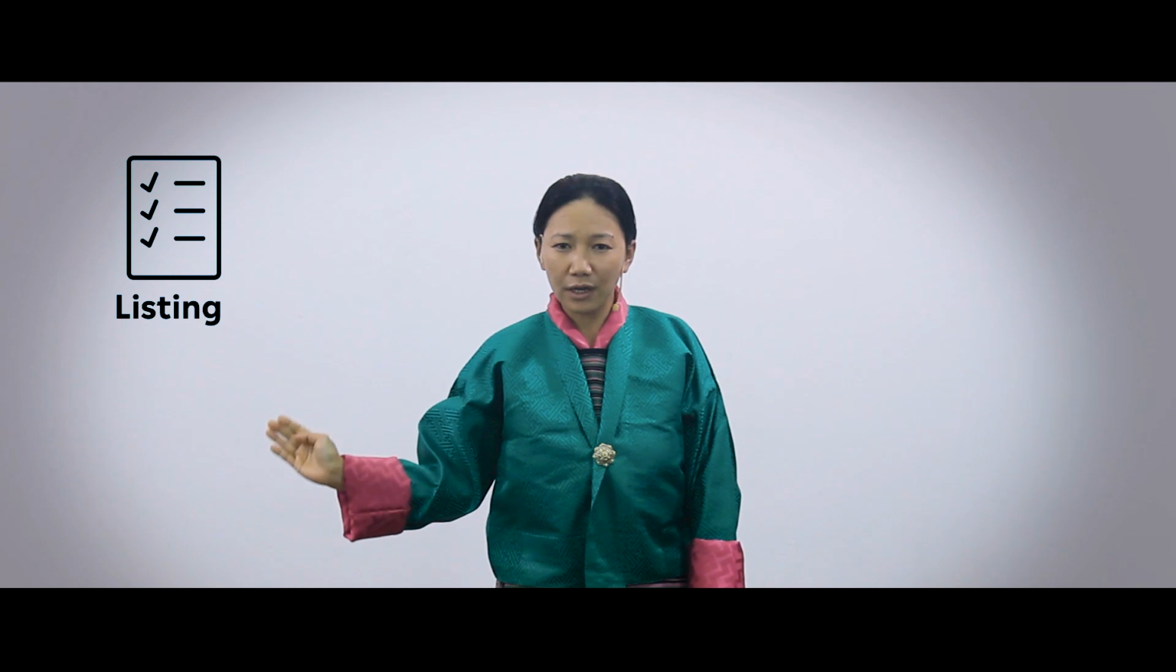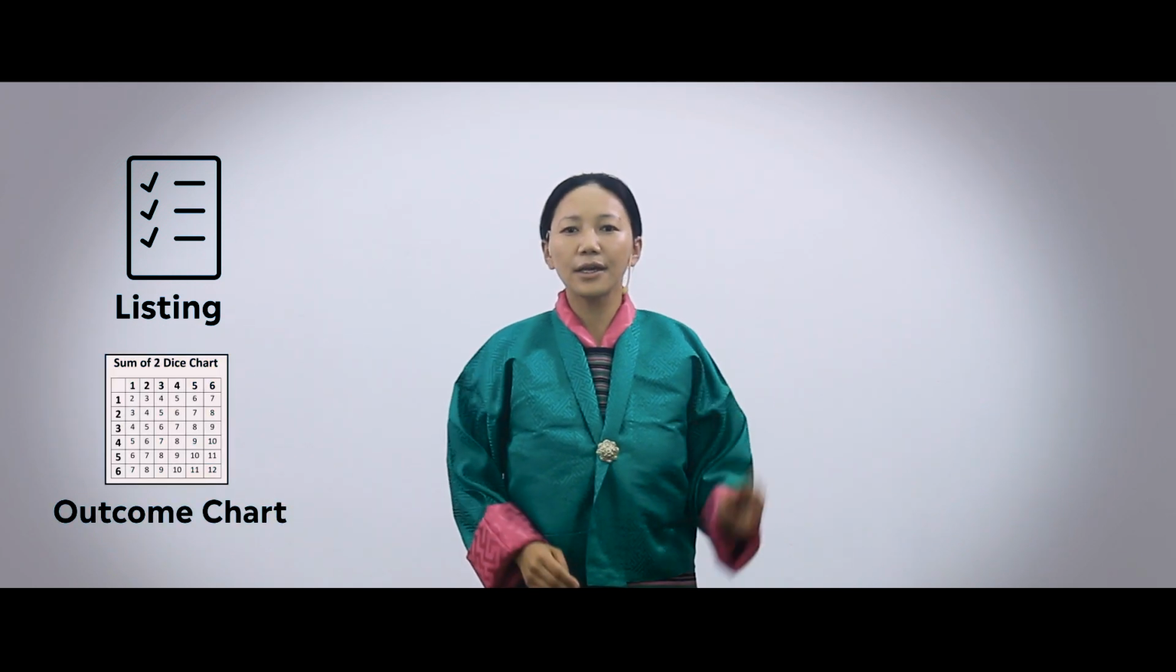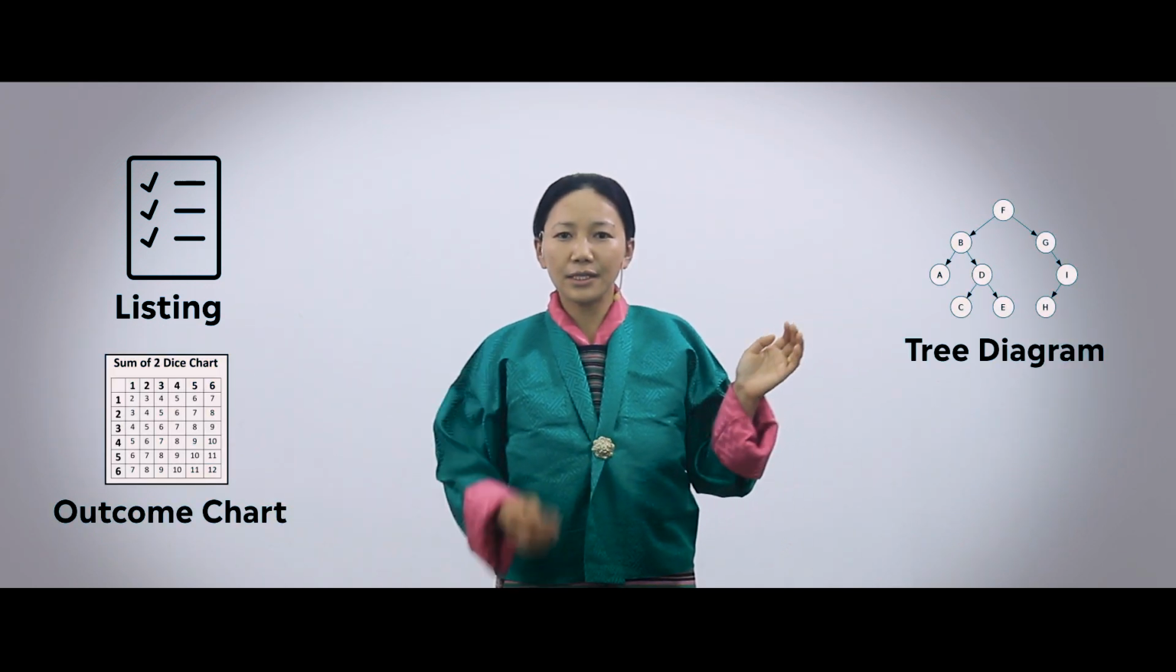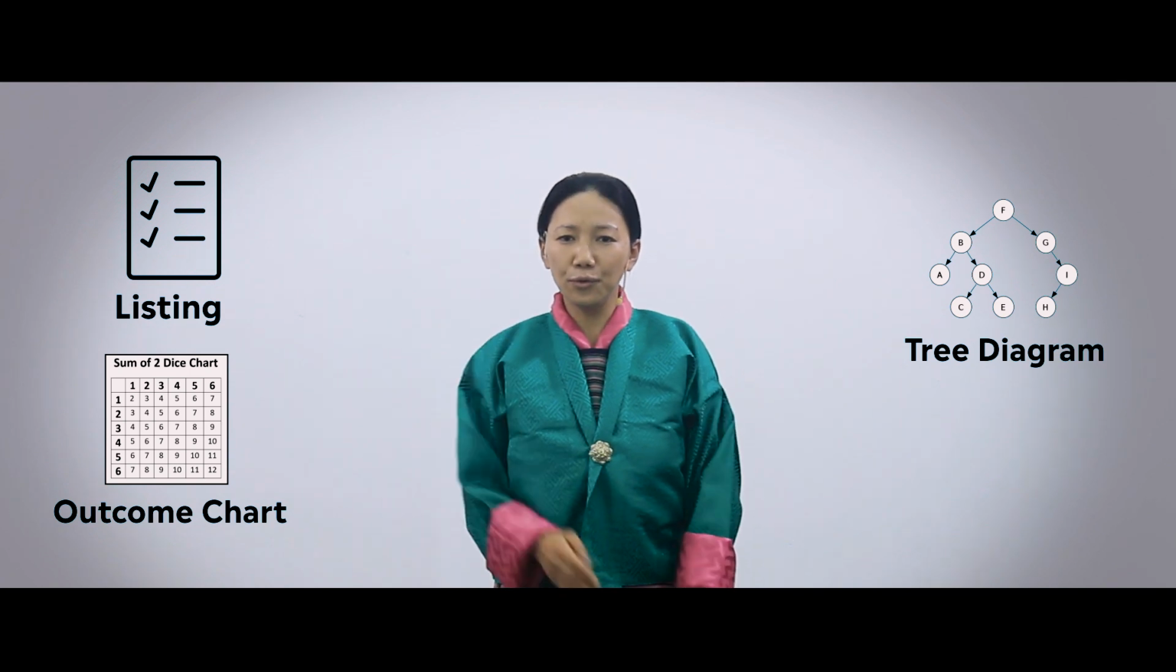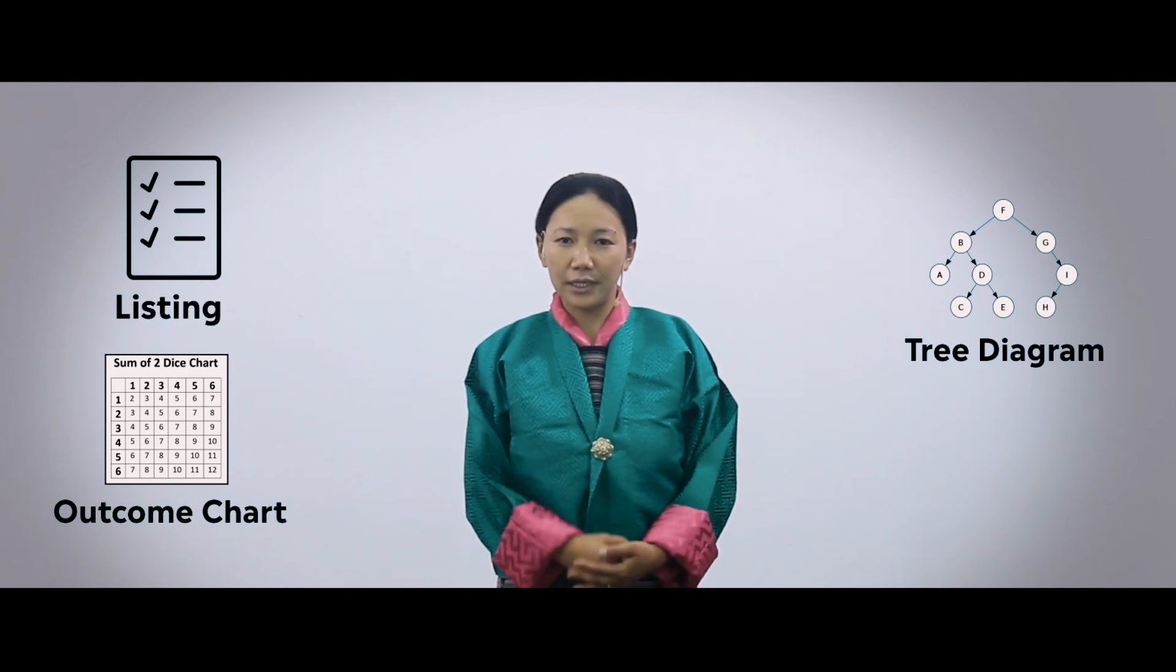My next question is, what are some of the methods that we use to calculate probability? As we recollect, some of the methods to calculate probabilities are listing, using outcome chart and using tree diagram. So these are few methods we use to calculate probability depending on the events that is being described.